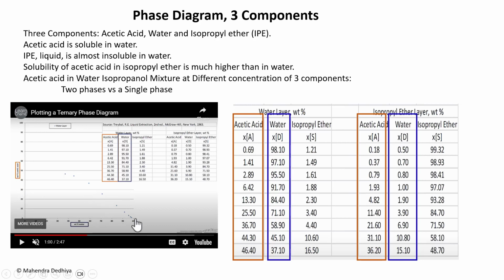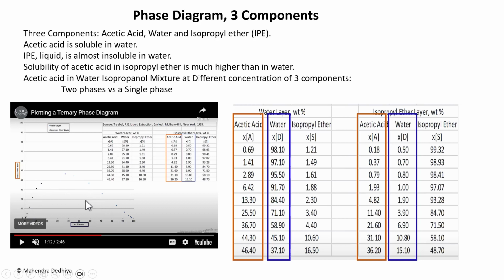You can see that when we have 98.1% water, a very small amount of acetic acid is there. We do similar for the other points, since we know the water content and acetic acid content, and the graph is shown here. So now we have a phase diagram.